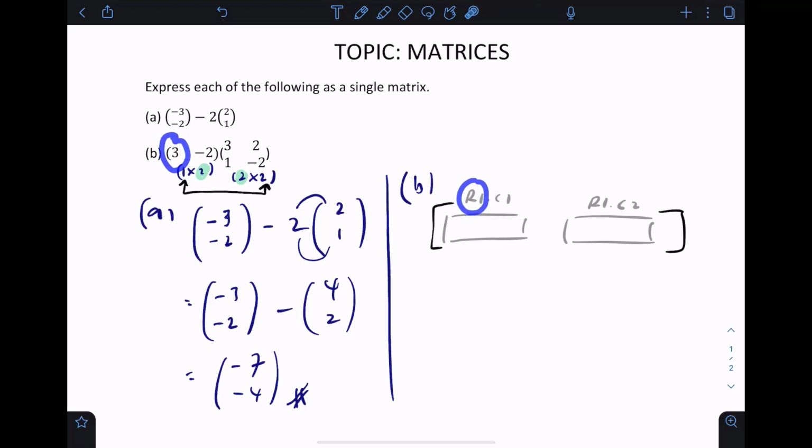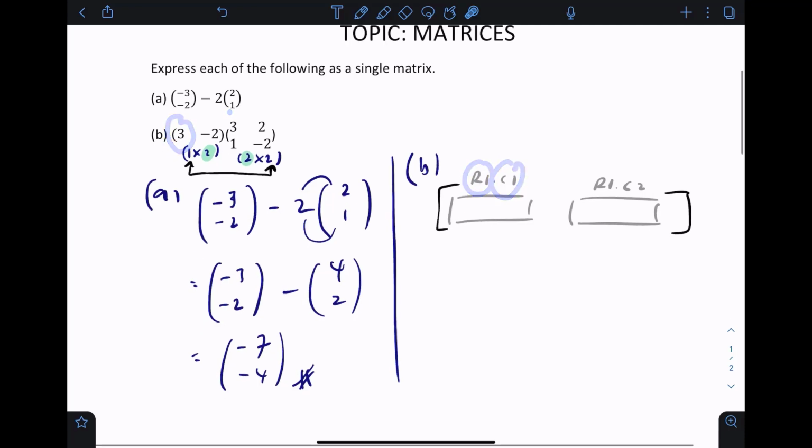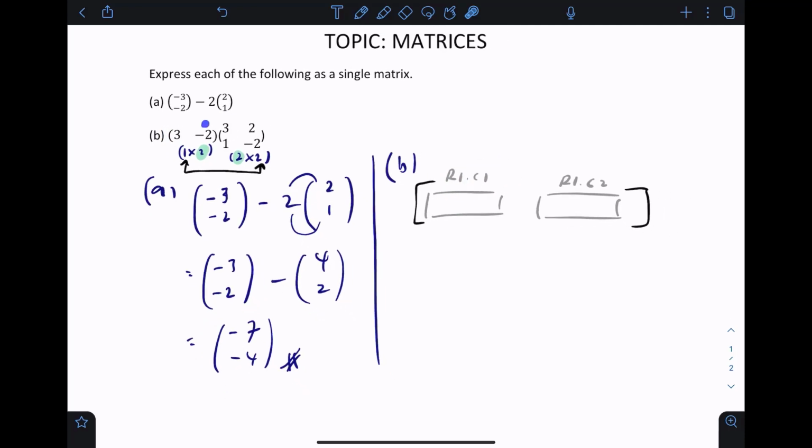That is 3, and we times to the column 1. Okay, so again, row 1 times to the column 1. So 3 times 3 plus -2 times 1, and then next one, row 1, column 2. 3 times 2 plus -2 times -2, and we calculate this.